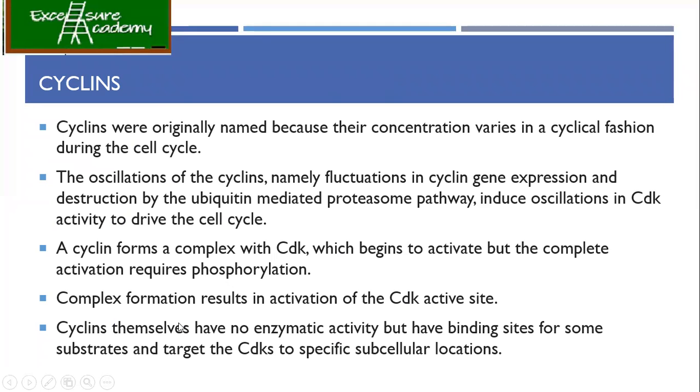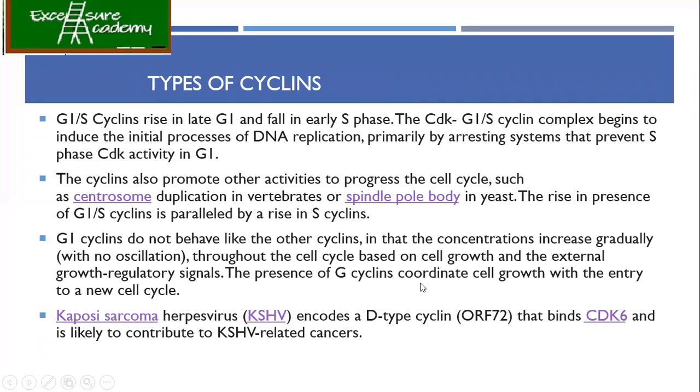The complex formation results in the activation of the CDK active site, and finally active means what? Then it can add the phosphate group to the substrate. Cyclins themselves have no enzymatic activity but have the binding site for some substrates and targets the CDK to specific subcellular locations. Now, different types of cyclins. Already we have talked about different types of cyclins like cyclin D, A, E, B.